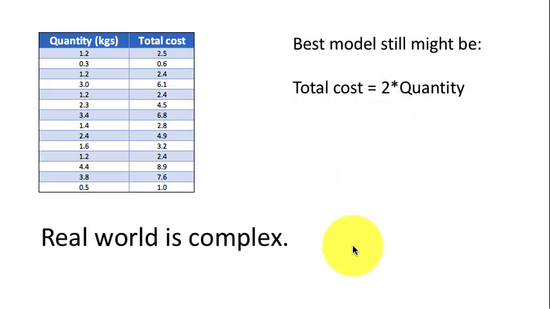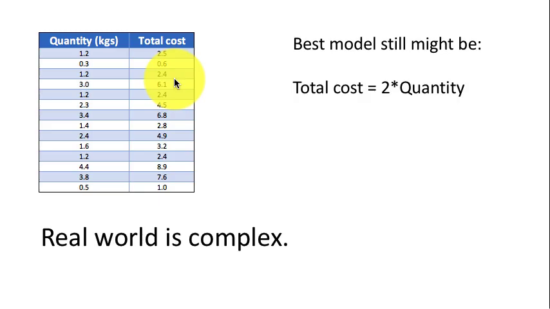So the truth is the real world is complex, and we just have to hope for doing as well as we can. We can't expect models to find the underlying reality exactly. Why is that the case? Well, in reality, things are affected by so many different factors, and we are considering only a few factors. So in this particular case, we are predicting the total cost based only on quantity. Maybe there are some other factors which play a role in determining the total cost, but unfortunately, we don't have access to data about those other factors.